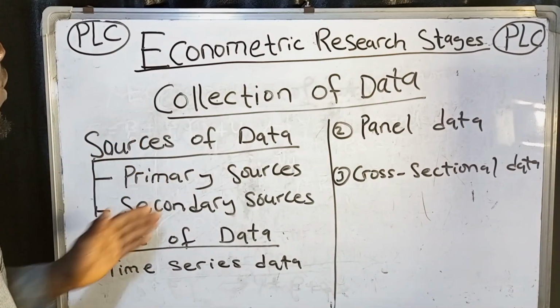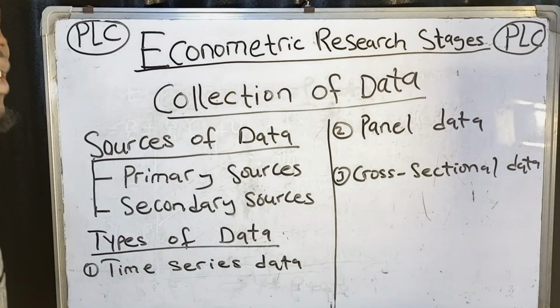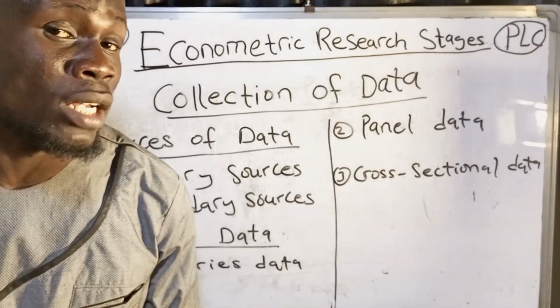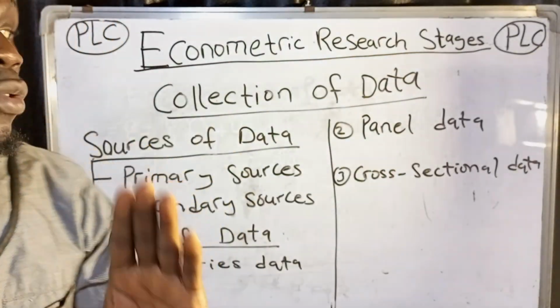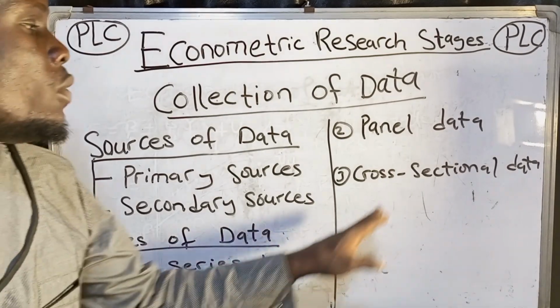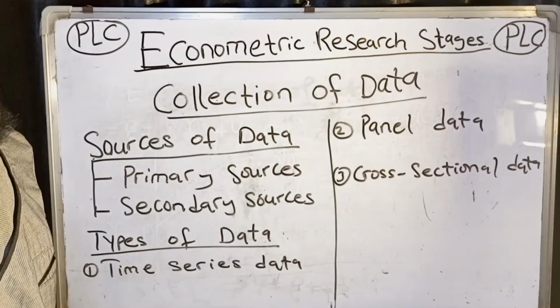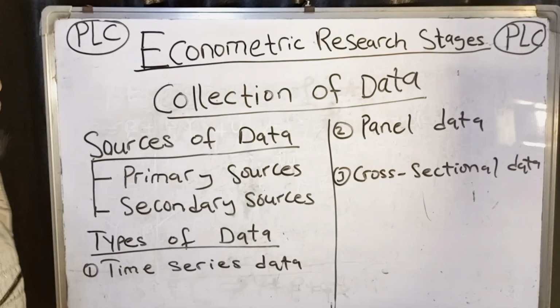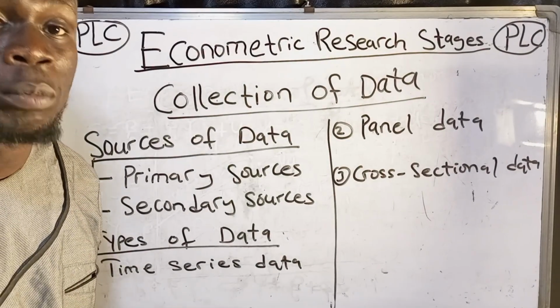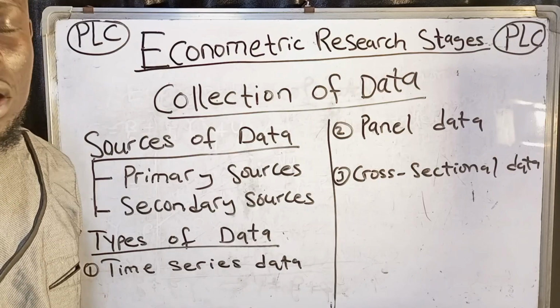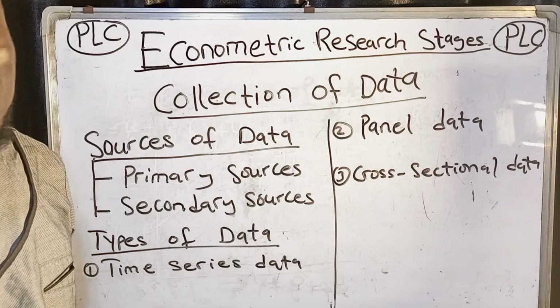Now, after understanding the sources of data, you have to understand the types of data you need for your analysis. There are three major types of data. We have time series data, we have cross-sectional data, and we have panel data. It is important for the researcher to identify the data he needs for the purpose of his empirical studies. Now, what are time series data?